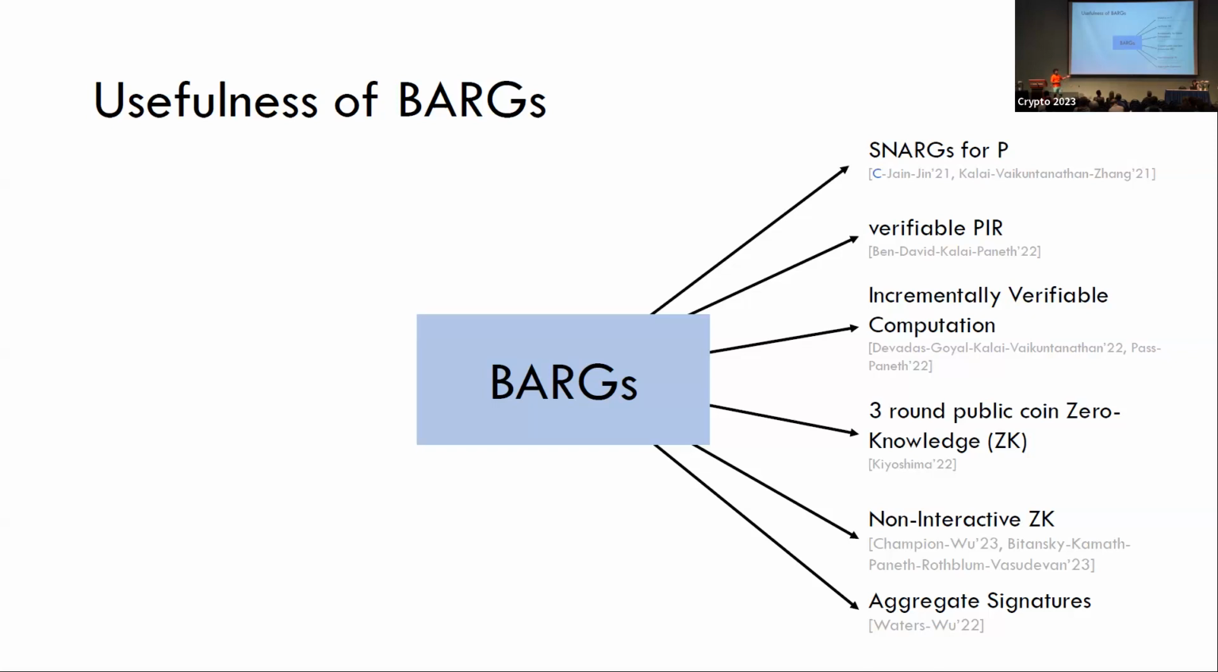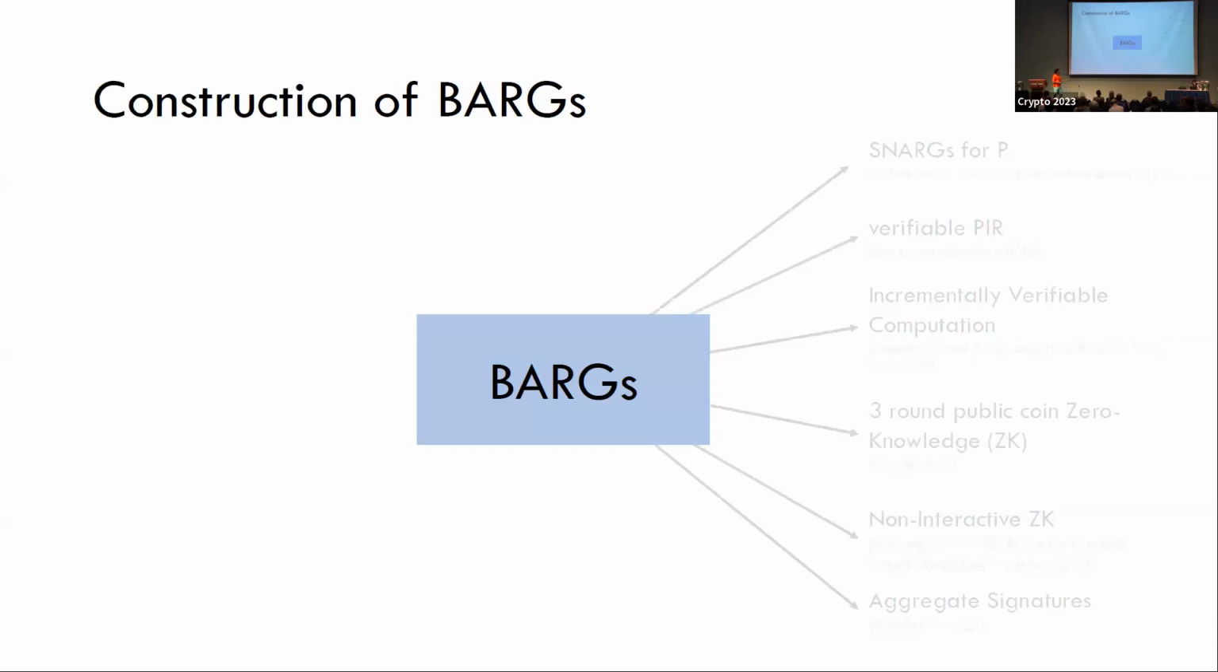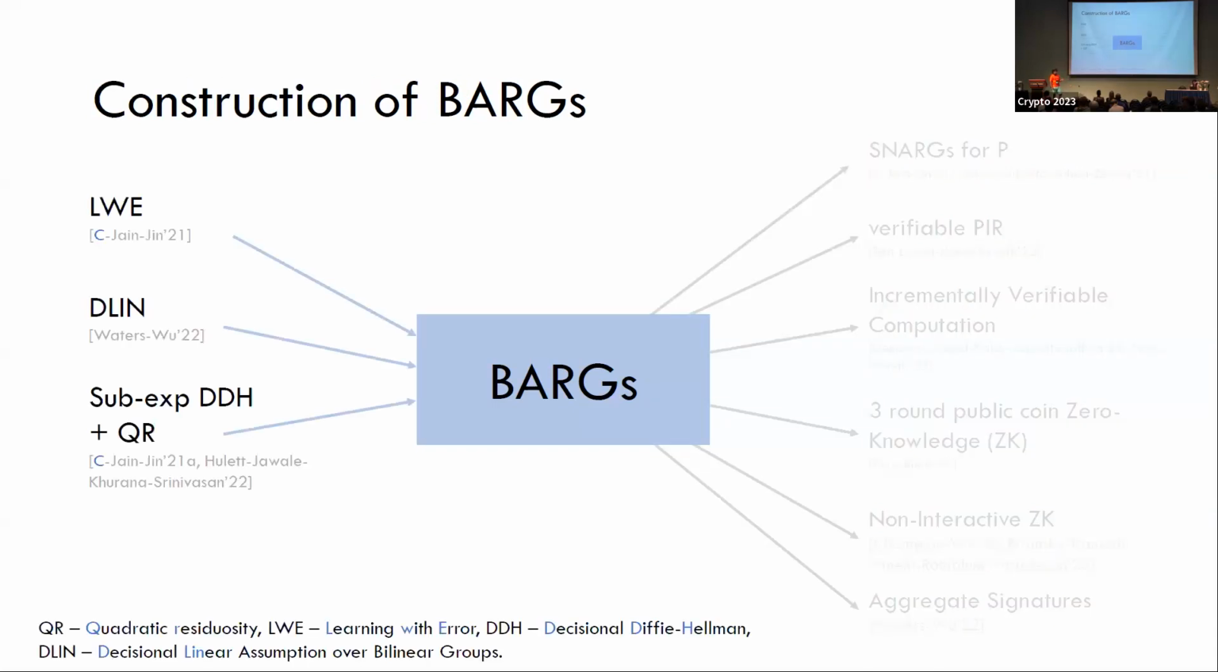Okay, so we have all these cool applications from BARGs, so they seem like a useful primitive. What can we actually build them from? We can build them from a few assumptions. The first is lattice-based assumptions like LWE, or assumptions over bilinear groups like DLIN, and also a combination of two assumptions, which is sub-exponential DDH and quadratic residuosity. Given this, our work constructs these BARGs based solely on the assumption of sub-exponential DDH.